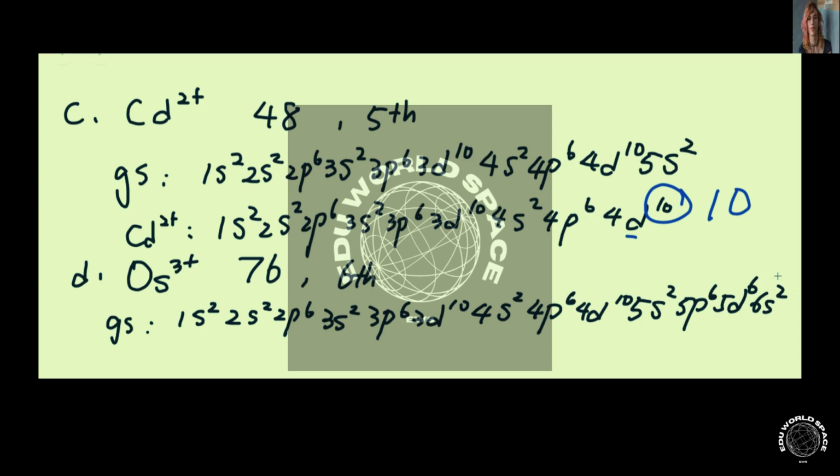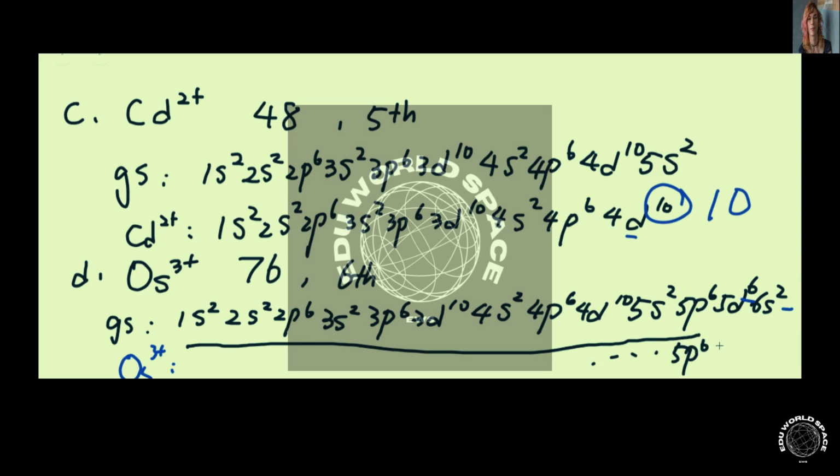So in order to get Os3+, it will lose 3 electrons, so 2 from the 6s2 and 1 from the 5d6. So Os3+ will have all this part the same, and until here it has 4p6 and 5d5. So this configuration tells us the number of valence electrons in the d orbital, which is the 5d, will be 5. So the number of valence d electrons is 5.